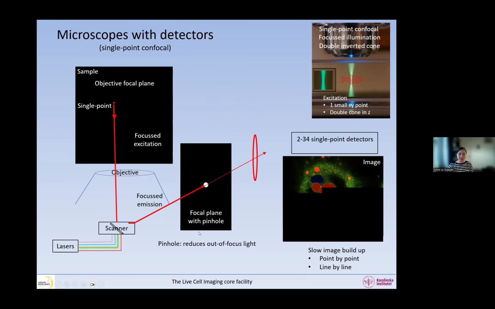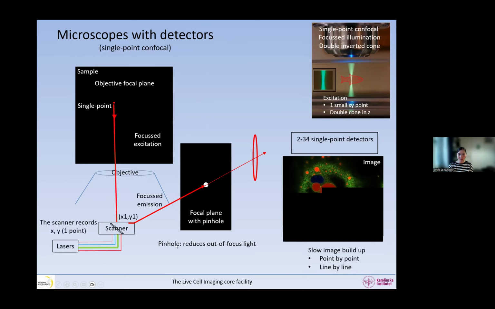Okay, so what happens here is this pinhole, so we throw away lots of light, but the pinhole is there to reduce the out-of-focus light that we have seen comes from here and here. So above and below the focal plane, we have some fluorescence because we do excite with the double inverted cone. And we throw this away thanks to the pinhole. So we remove this light, and we will see how that works.